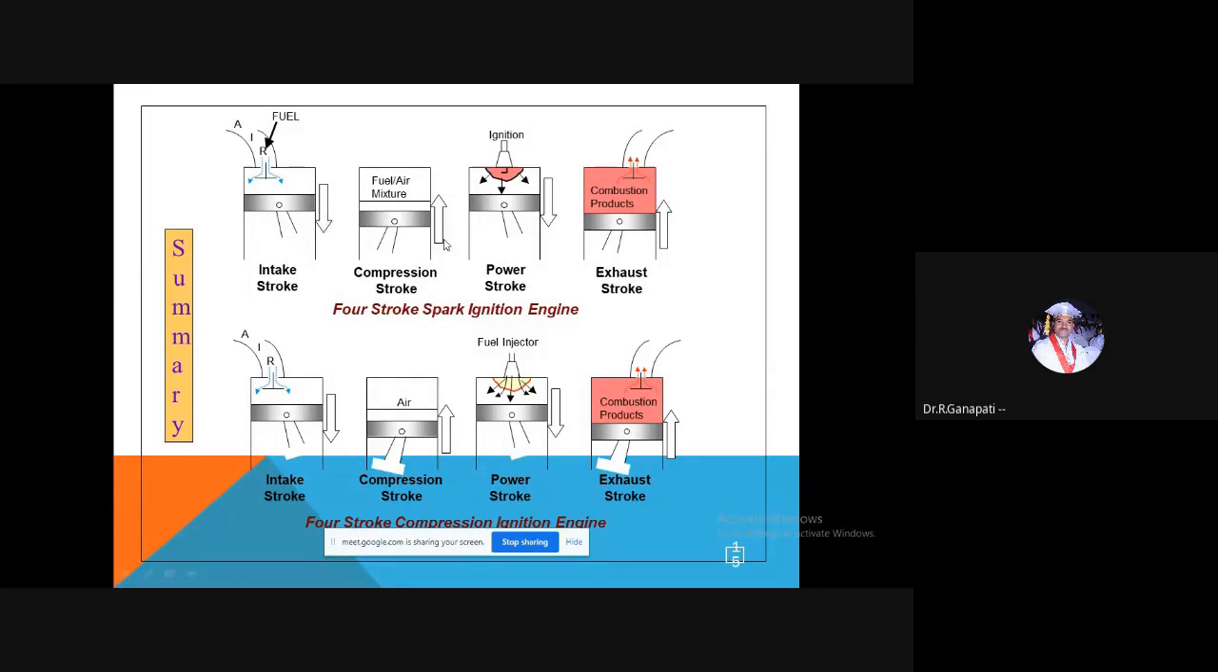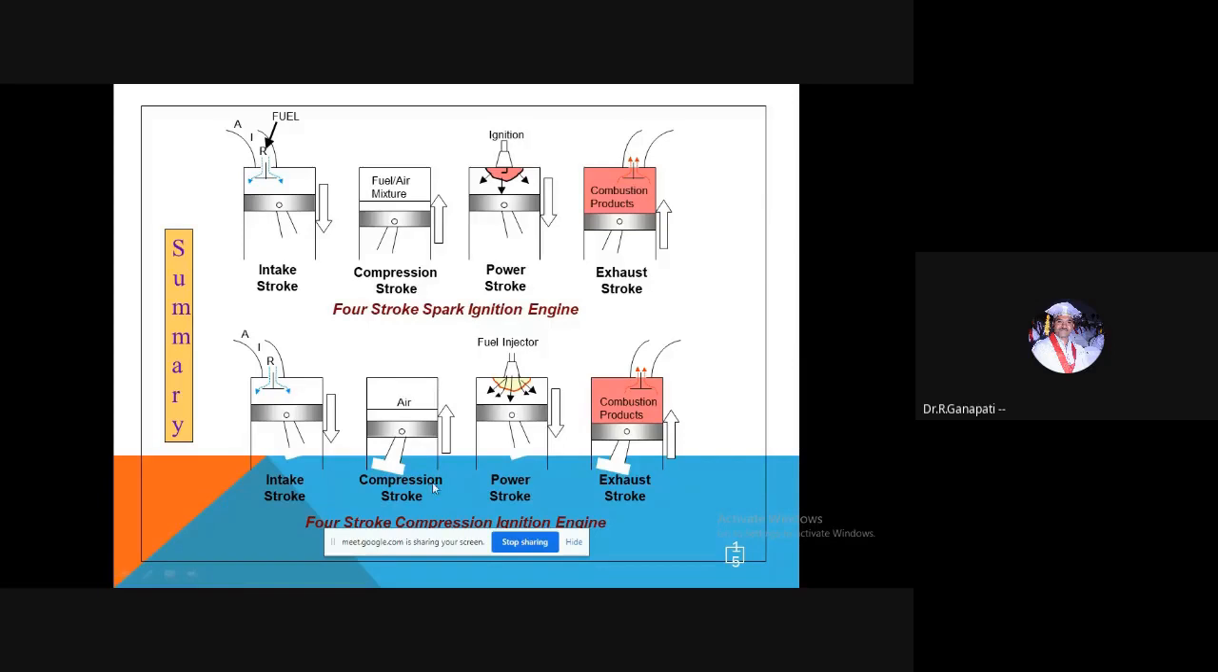And in the second operation, that is the compression stroke, again the piston travels from the BDC to TDC. At the time, both the valves are in the closed position. At the end of the compression stroke, with the help of the spark plug, the spark will be initiated, and the combustion takes place in the power stroke. And in the last one, again the piston travels from the BDC to TDC. At the time, the exhaust valve will be open. The combustion products will be sent to the atmosphere through the exhaust manifold.